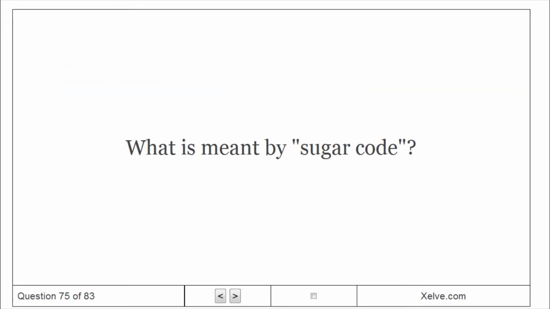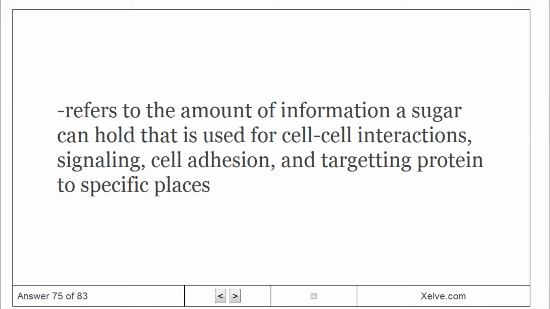What is meant by sugar code? It refers to the amount of information a sugar can hold that is used for cell-cell interactions, signaling, cell adhesion, and targeting protein to specific places.